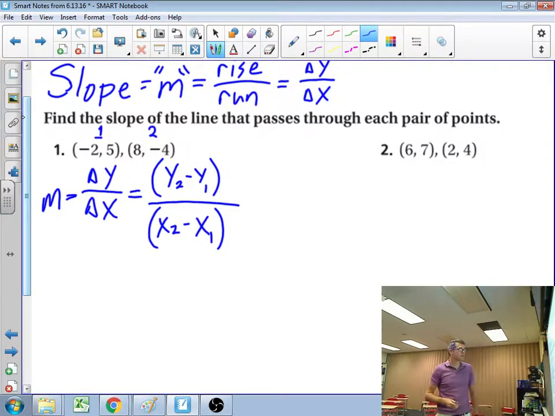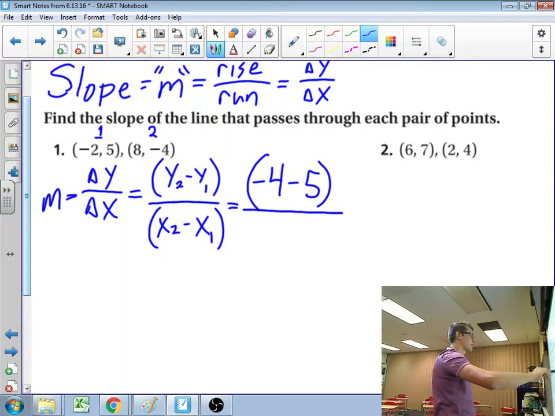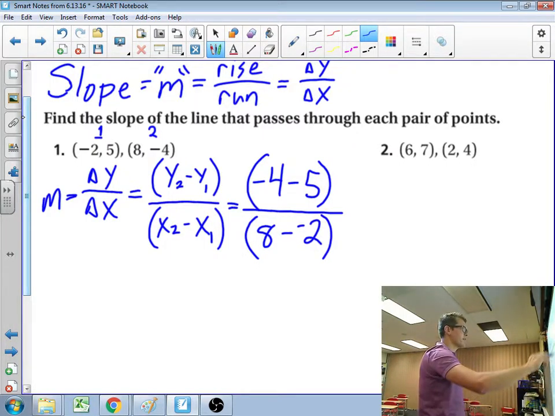So I'm just going to take my points in order and say that the point on my left is my first point and 8, -4 is my second point. Then I'm going to plug in the values. So y2 would be the y value from the second point, -4, minus y1, 5. Then x2, my x value from the second point, 8, minus -2, my x value from my first point.